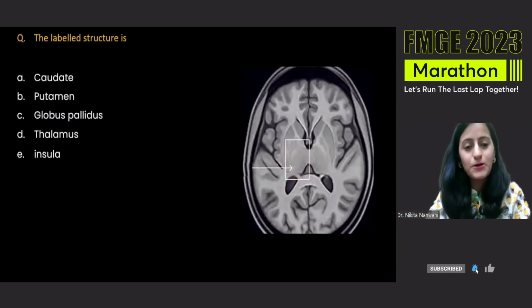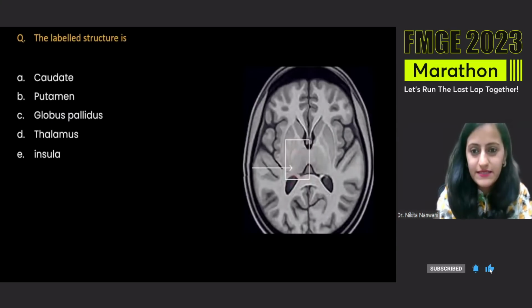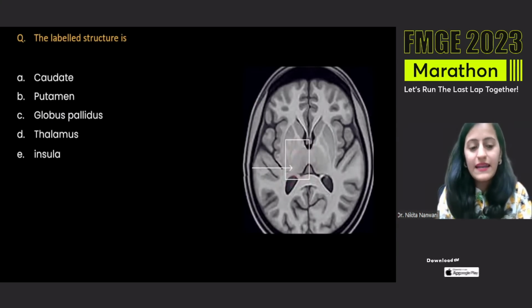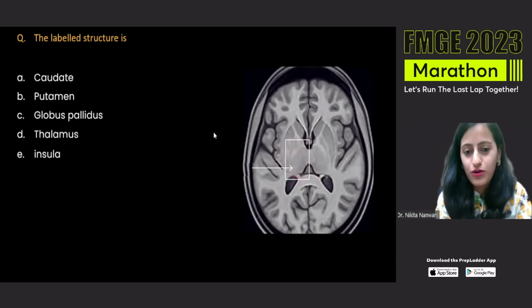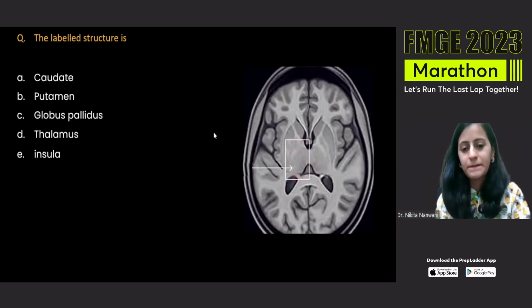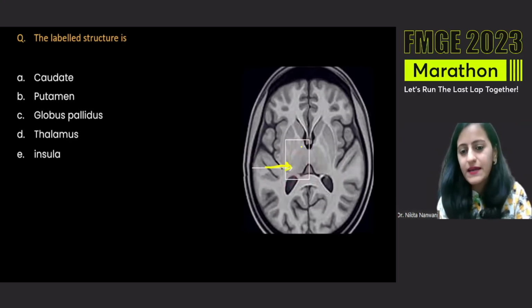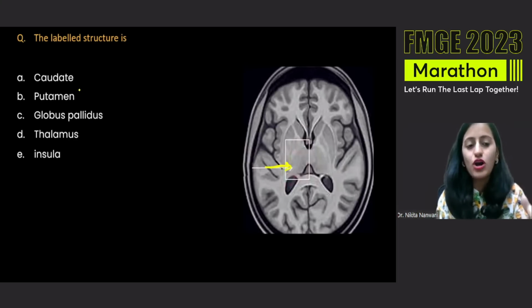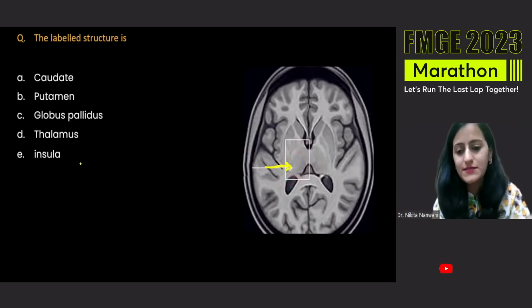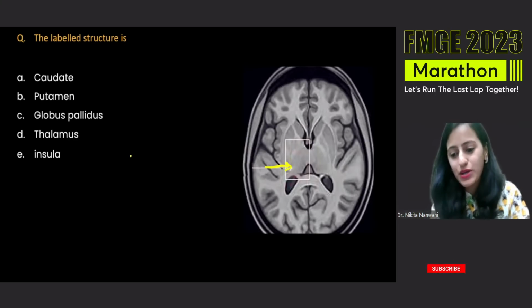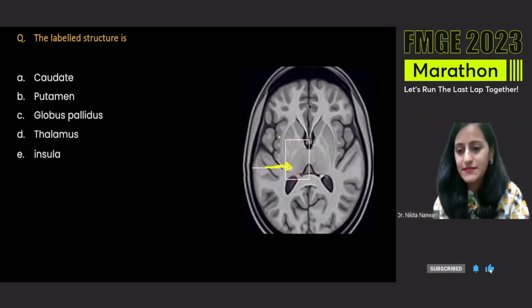The question here is, the labeled structure is which of the following? Which is the labeled structure here? This is the labeled structure that we are seeing. So what is this labeled structure? Is it caudate, putamen, globus, thalamus, or is it insula? Great. Majority of you are getting this right. So this is thalamus.